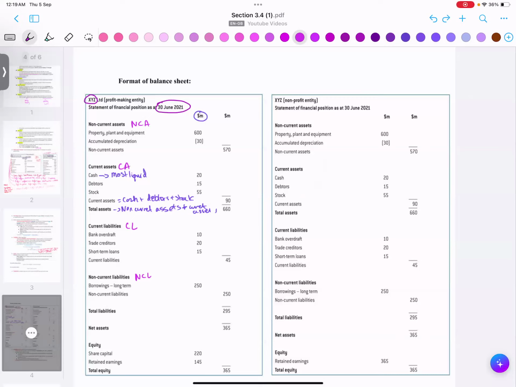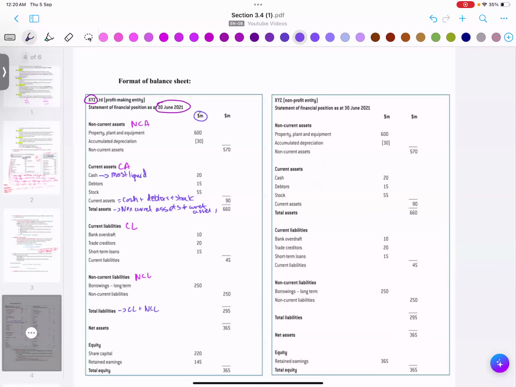To continue, current liabilities are liabilities that last for less than 12 months. Basically you have bank overdraft, trade credit, short-term loans. It depends on the case, but you have to know all of these. Sometimes they have both, but in the end you just add them up to get current liabilities. Then you have non-current liabilities, which are long-term, lasting more than 12 months, such as borrowings. Total liabilities is current liabilities plus non-current liabilities. I'm just giving you an acronym, but you have to write the full thing.